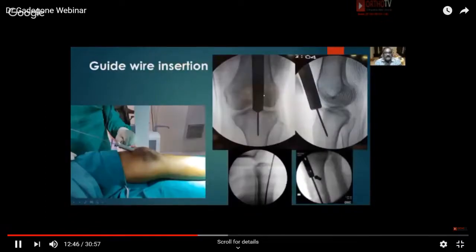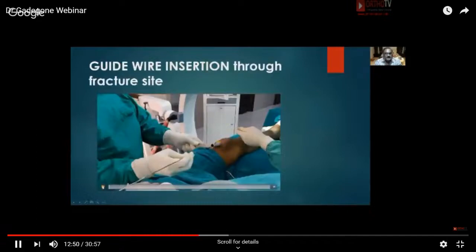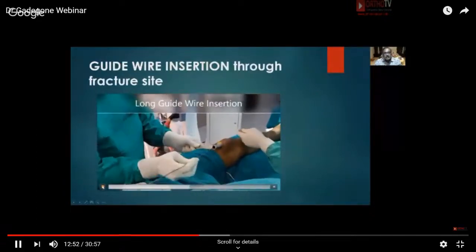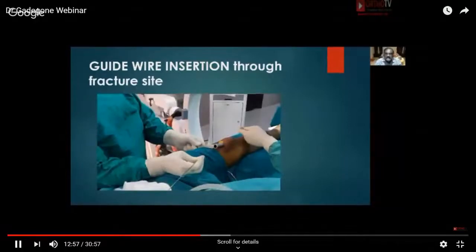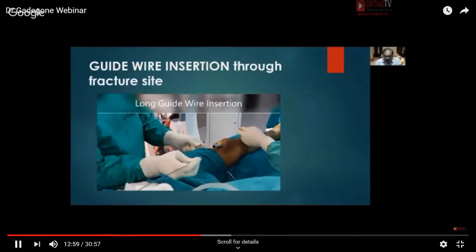Now after this guide wire insertion, we have to pass the guide wire through the fracture site. You can see the guide wire is inserted through the fracture site.